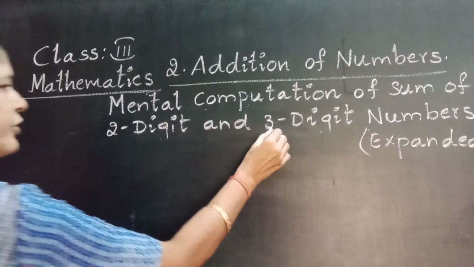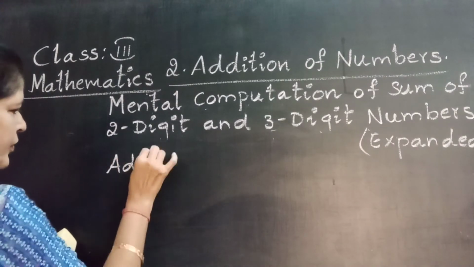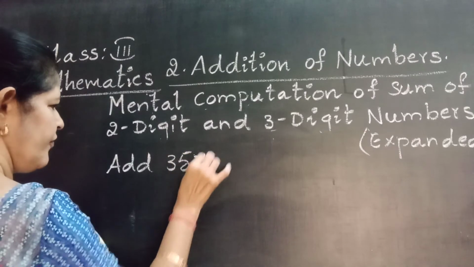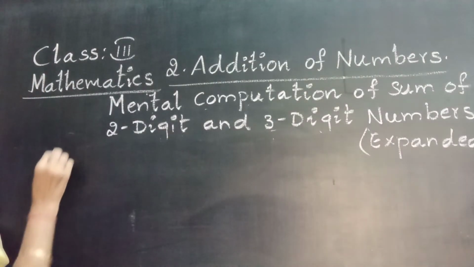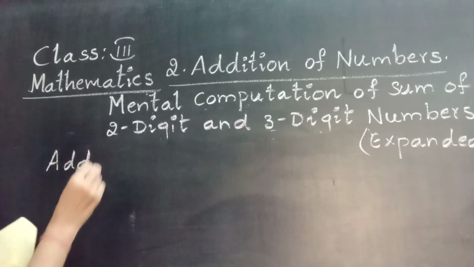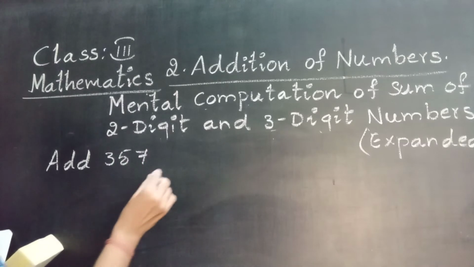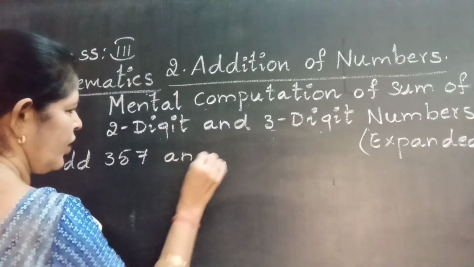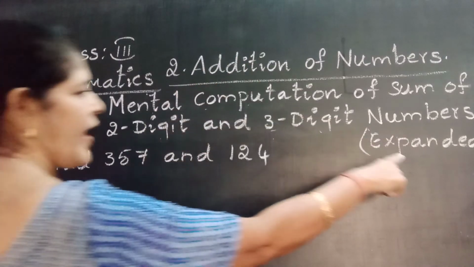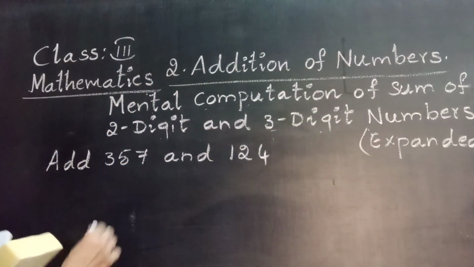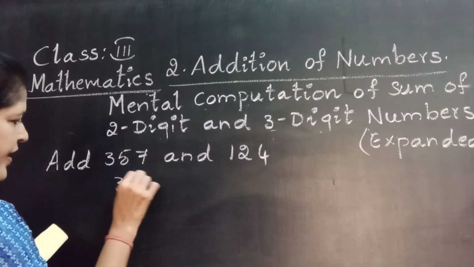Now I am going to take 3-digit numbers. Add 357 and 124. I am going to start from here. What should you write first? Expanded form of the given numbers. 3-digit means the number having 3 places. What are those?